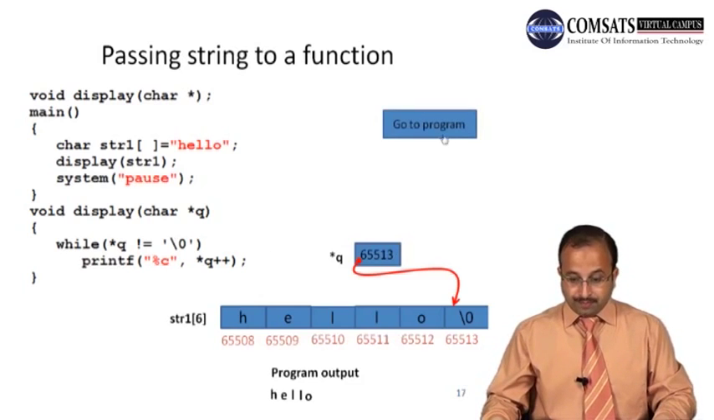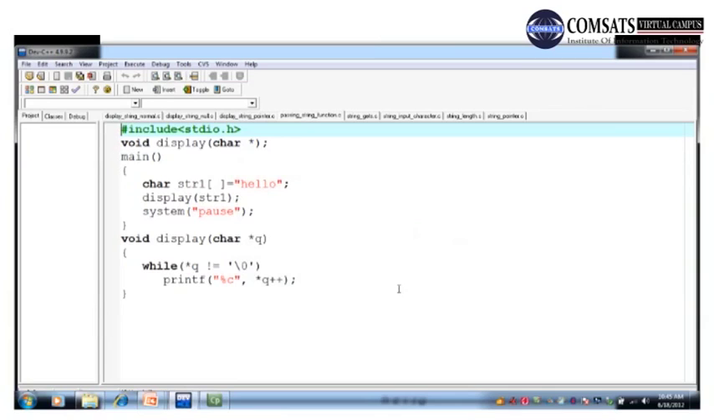Let's go to the program and see this function. So this is the base address. We are passing the base address to the display function, and there is no need to tell the display function how many characters the string contains, or what its size is, because this is a character array or a string. A string always terminates at the null character. So within the display function, we can start printing that string using this pointer q until we find the null character.